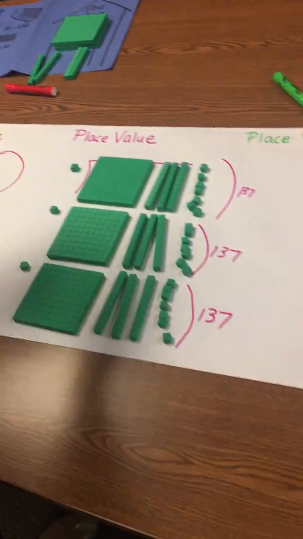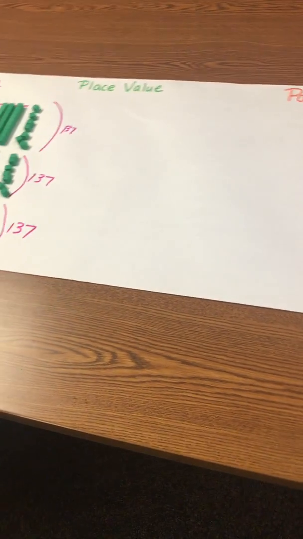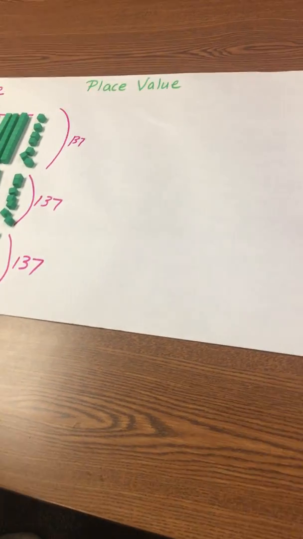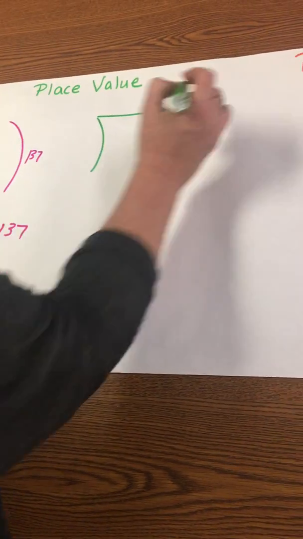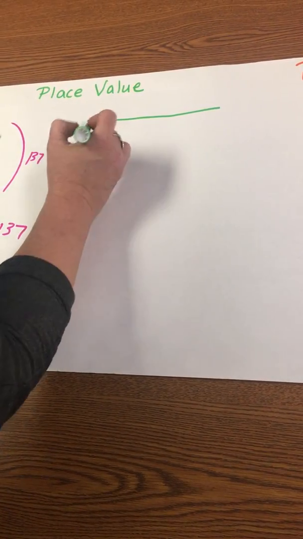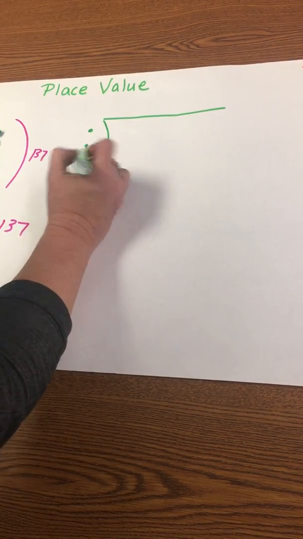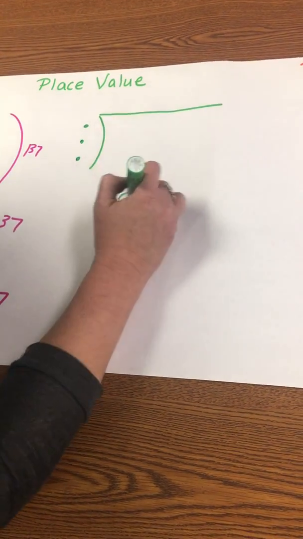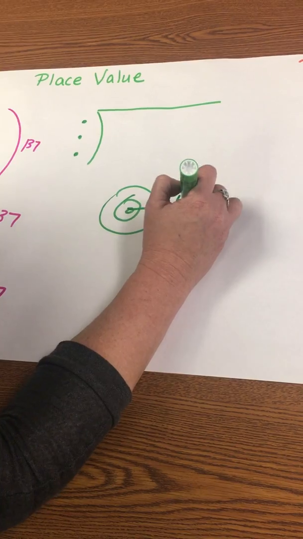Now, I can do it another way without using my place value blocks because I understand them now, so I can just draw them out. So I'm going to start again with 3 groups. And I know my target number is 411.